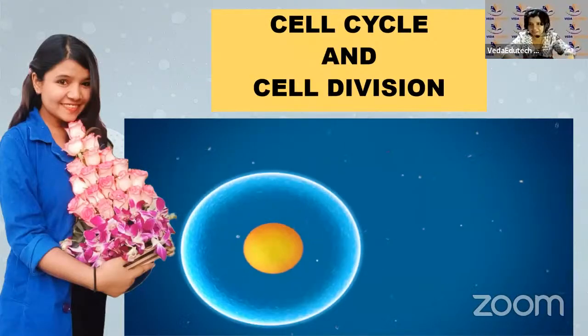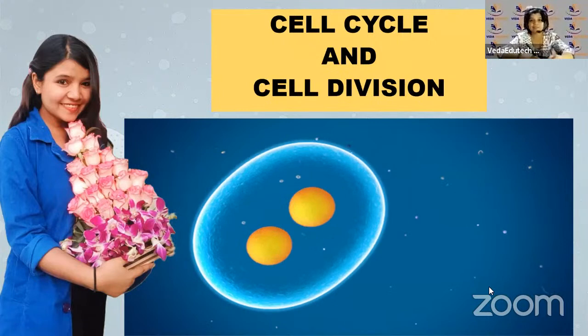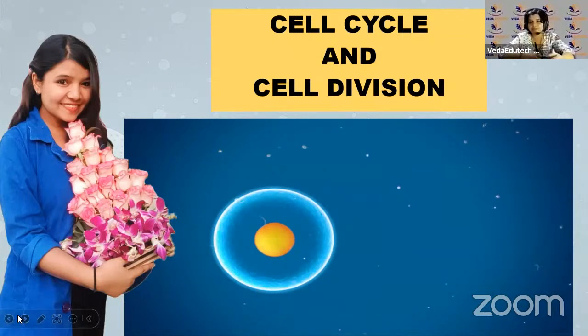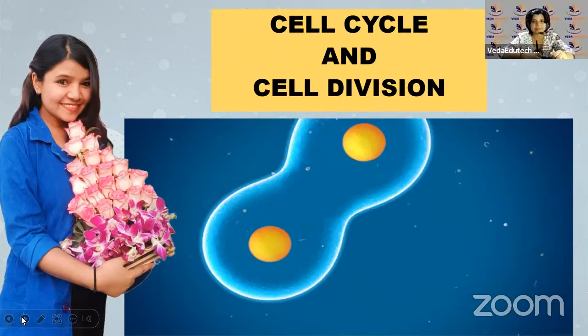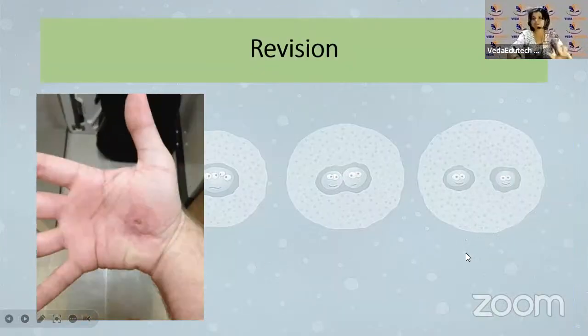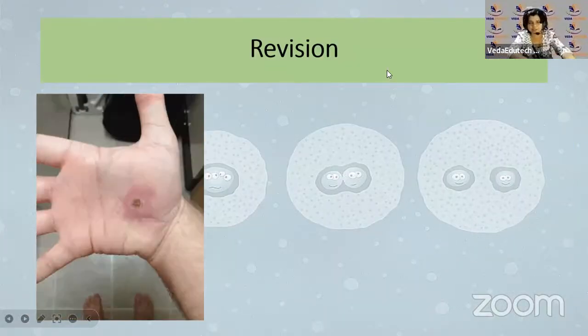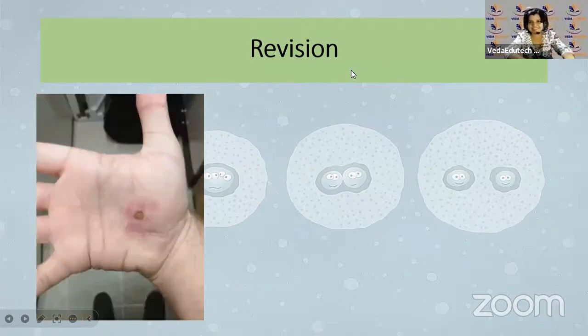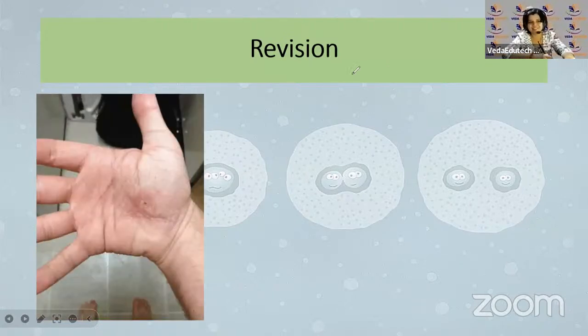Right, so we started the chapter called cell cycle and cell division, and as I already have informed, this chapter is very, very important when it comes to NEET, right? Okay. So in order to do a very quick revision, let's look at this picture. What is happening? Something that has happened to all of us.